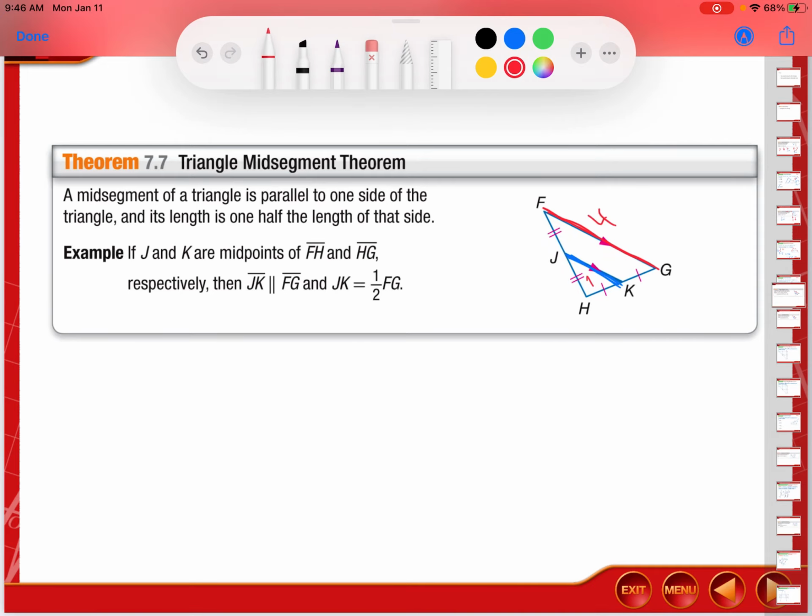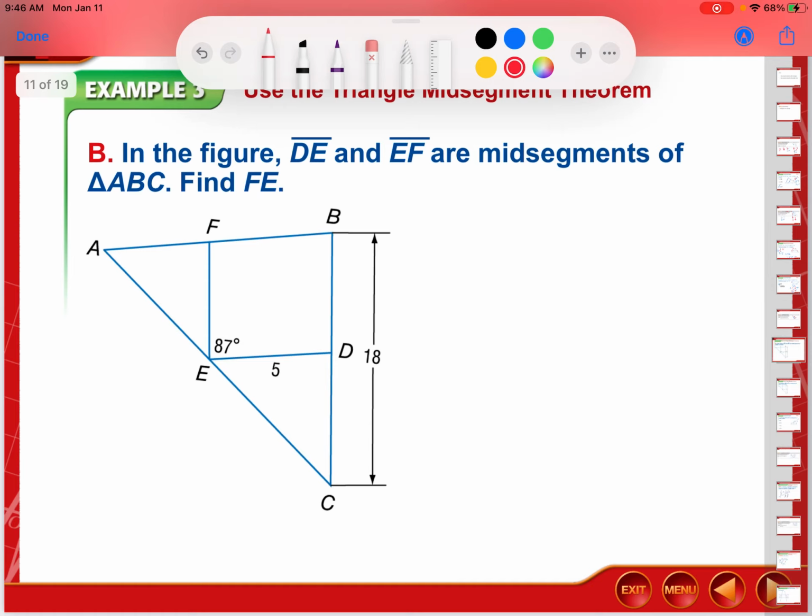So like if FG was 4, that would mean JK would be 2. So a triangle mid-segment pretty much just cuts literally everything in half. All right, so now we get to the application of this. So in the figure, DE and EF are mid-segments of triangle ABC.